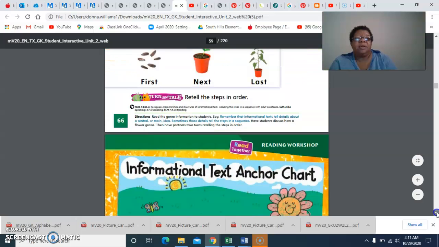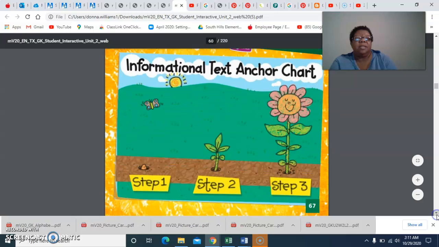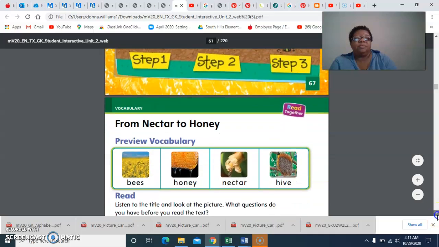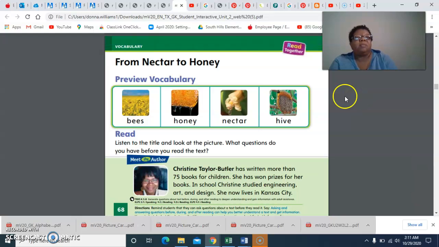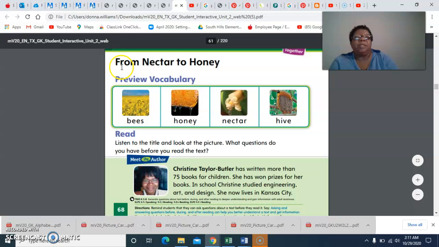And we're still working on informational text, talking about steps, step 1, step 2, step 3 of what happens in order. And then we have our story, and I'll do a video for that one tomorrow. The story's name is From Nectar to Honey. And our vocabulary words are bees, honey, nectar, and hive.